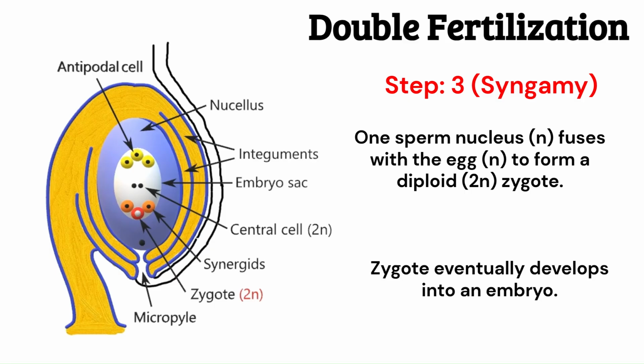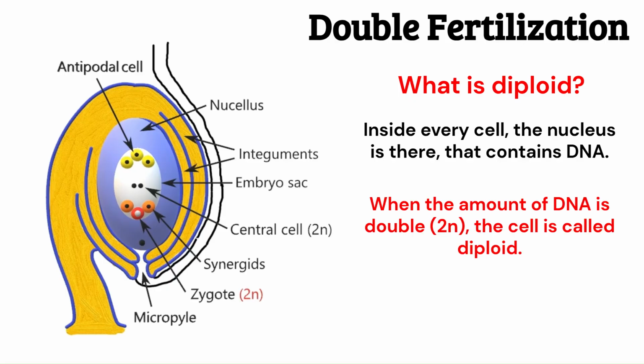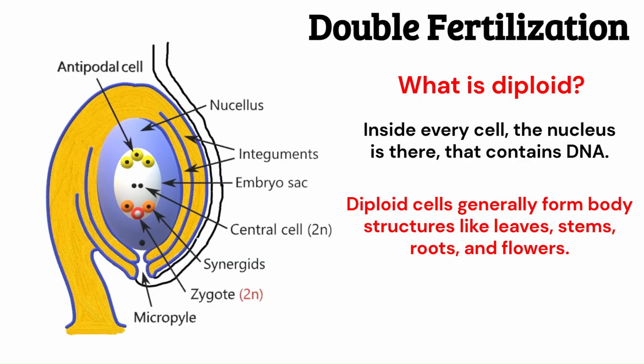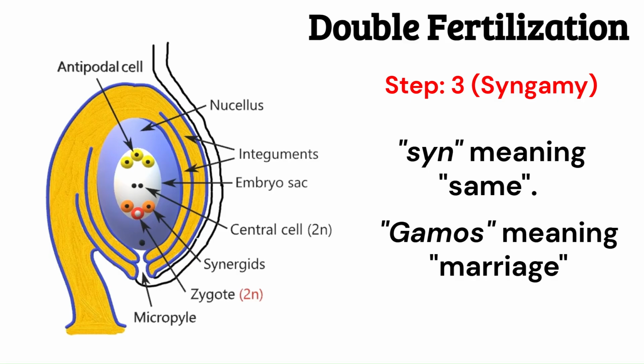Let us understand the meaning of diploid. Inside every cell, the nucleus contains DNA. A cell is called diploid when the amount of DNA is double, or 2n. A cell is called haploid when the amount of DNA is half, or n. Diploid cells generally form body structures like leaves, stems, roots, and flowers. Haploid cells are found in reproductive structures like sperm, egg cells, synergids, and antipodal cells.